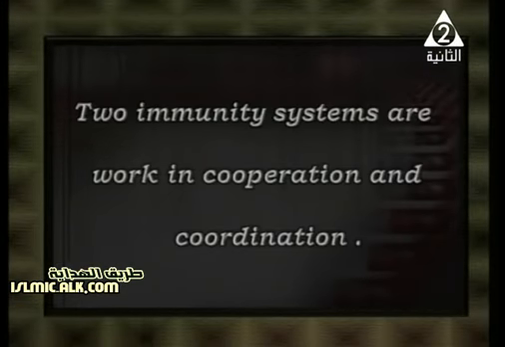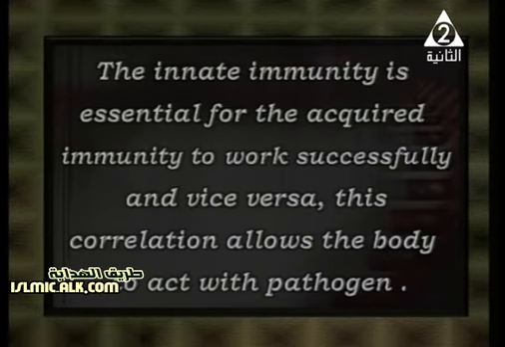The 2 immunity systems inside the living organism's body work in cooperation, I mean they work together, in coordination. The innate system is very necessary, essential for what? For the acquired immunity. Acquired here means to gain or to get the immunity, to work in a successful way, and also vice versa.